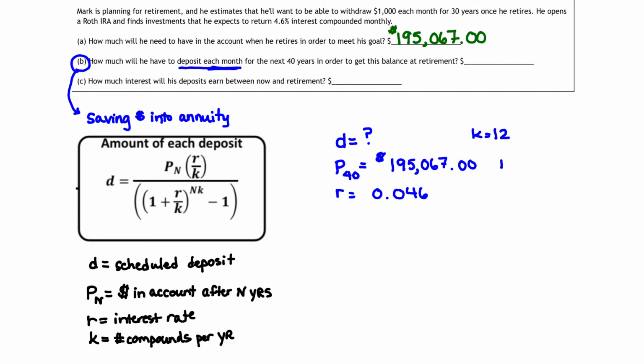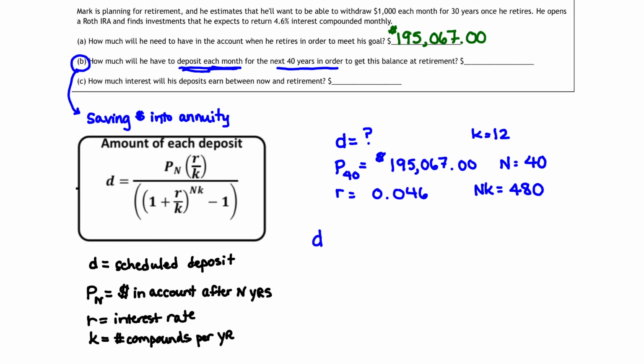And N is our number of years. Now, be careful here. He wants to deposit money into an account for 40 years. He's not going to retire until 40 years from now. So 40 is actually our number for this part. 30 applied to the money he was taking out, but 40 is the number we're looking at when putting money into an account. One other thing that I like to get is that NK, or N times K, and if we take N times K, that's going to be 480. We can now take all of that information and plug it into our formula.